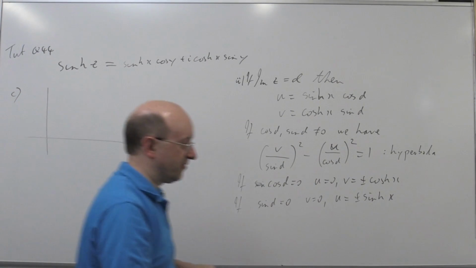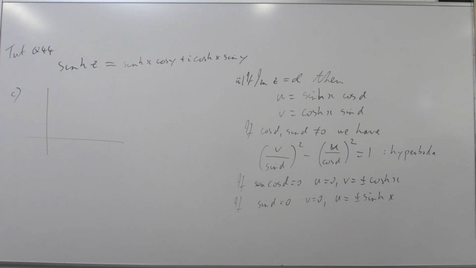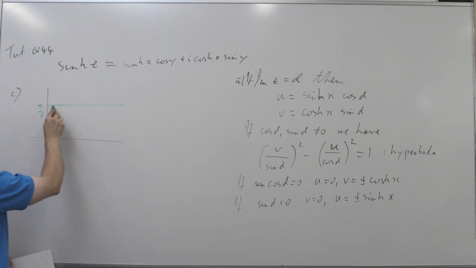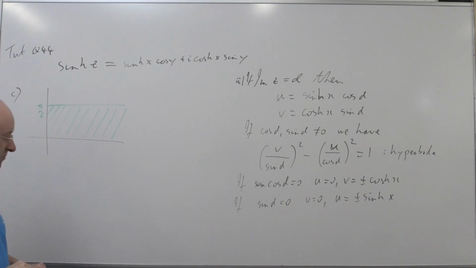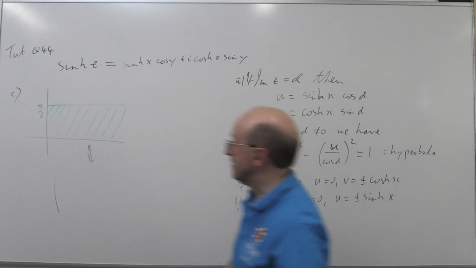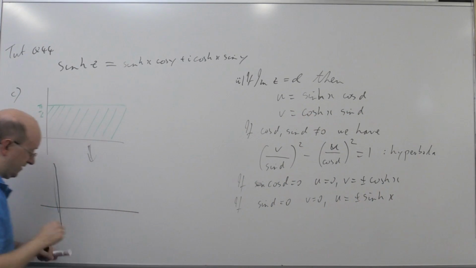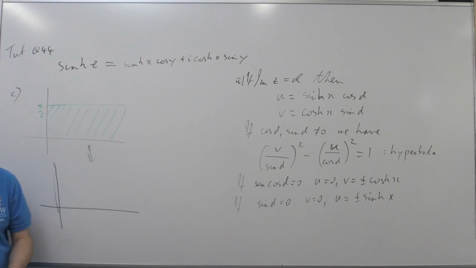It's the strip here for the real part. Use green here. Real part of z positive, and the imaginary part lying between 0 and pi on 2. So this part of the complex plane. Ask what does that get mapped to? Well, we've already done essentially everything we want.